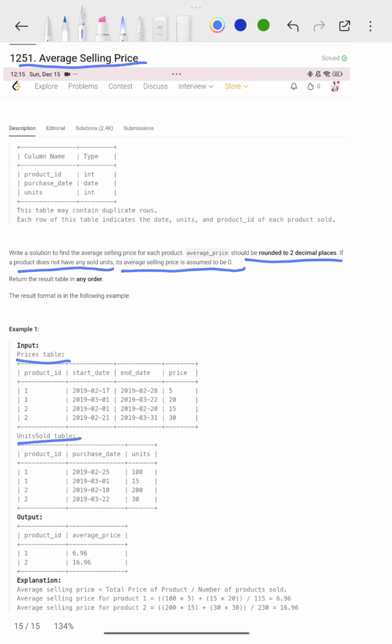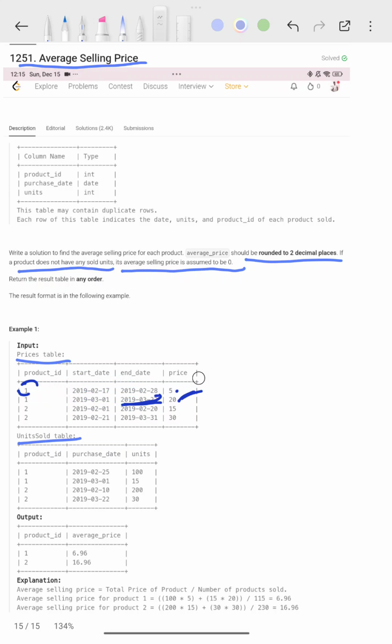So I'll tell you what we have to do. Here, if you see the average selling price explanation, it is the total price of the product divided by the number of products sold. For example, take product number 1, which is sold between start and end dates with two different dates. The price is 5 and the price is 20. Product 1 is sold between these dates for rupees 5, and for the second, these dates, rupees 20.